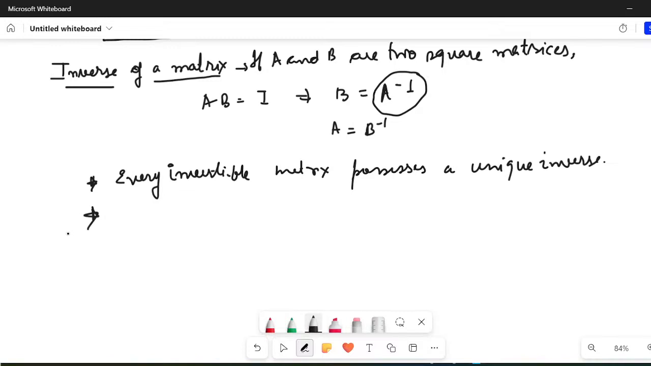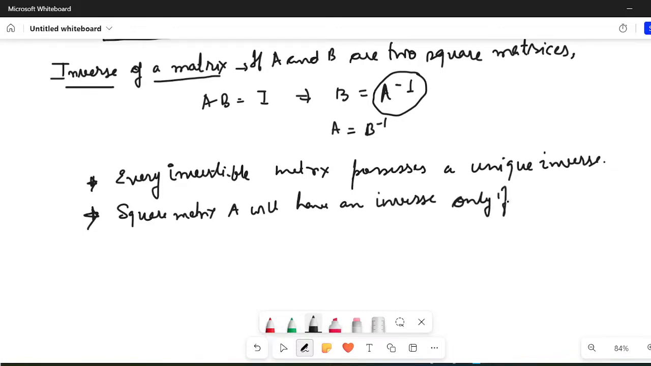Secondly, one thing is clear: a square matrix A will have an inverse only if it is non-singular. That is, the determinant of A is non-zero. That is, only if A is non-singular.